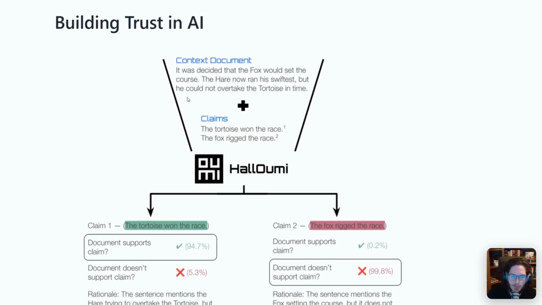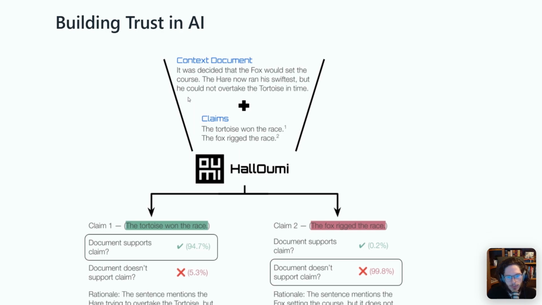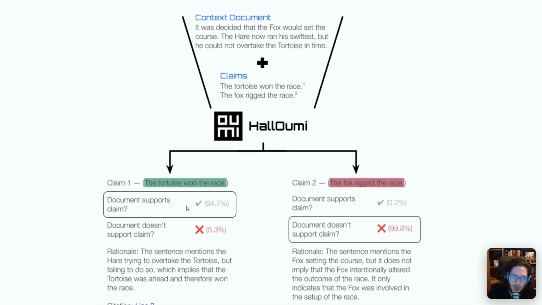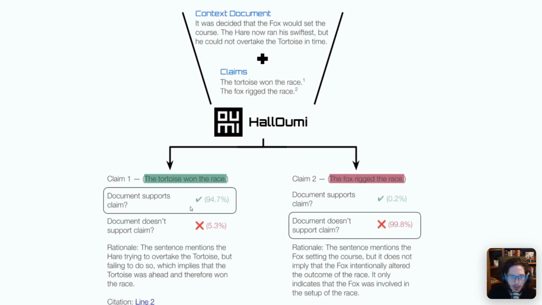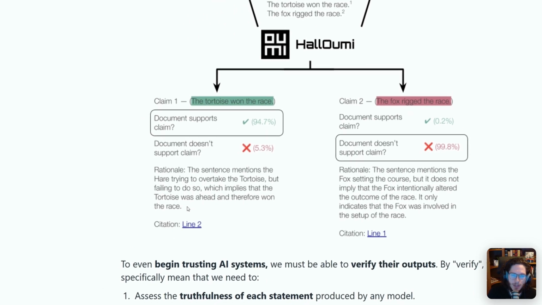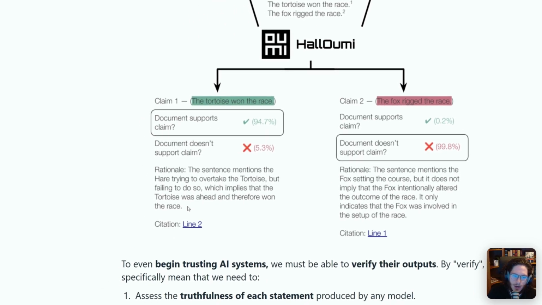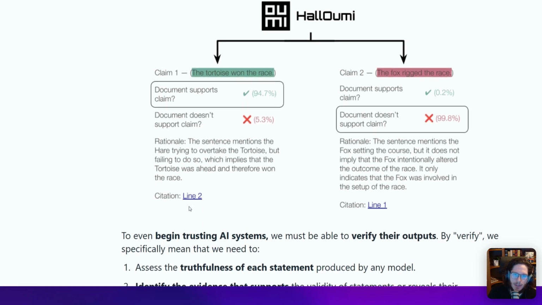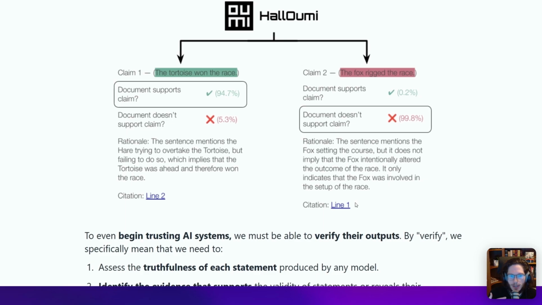So, HallOumi takes in a context, a document of some sort, and it takes in a response, a set of claims, and it splits the response into individual claims, verifies each one, provides a confidence score for each verification, a rationale explaining why this statement is supported or not, and has per line citations that enable you as a human to go and verify. Okay, the fox rigged the race. In this sentence, it was only stated that the fox would set the course. Therefore, this rationale makes sense and this claim makes sense.